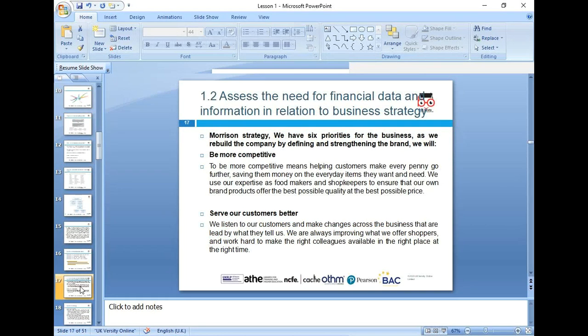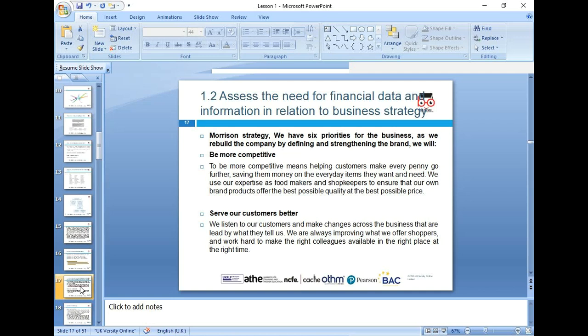at our LO2, assess the needs of the financial data. We discussed the financial data. We look now at Morrison's strategy. What is a strategy? They put six priorities for the business, and we rebuild the company by defining and strengthening the brand, and we will be more competitive. Yes, it means helping customers make every penny go further, saving. Maybe we can observe, we can reflect ourselves.